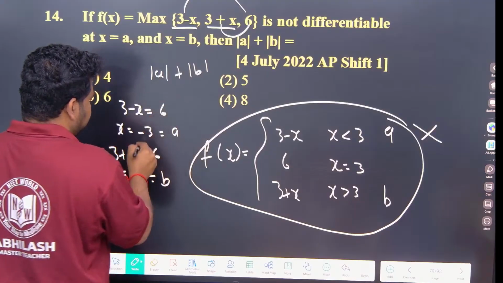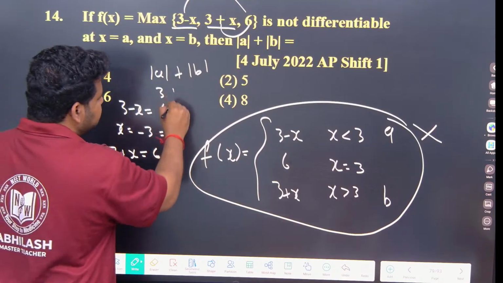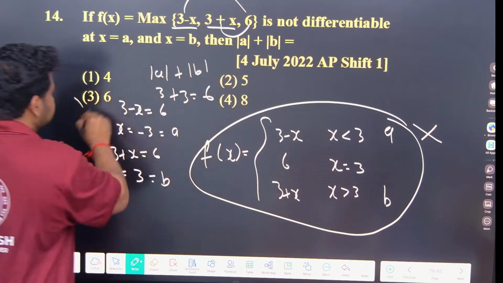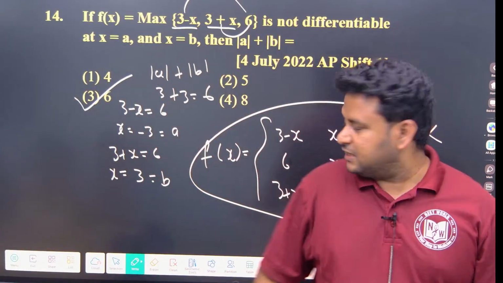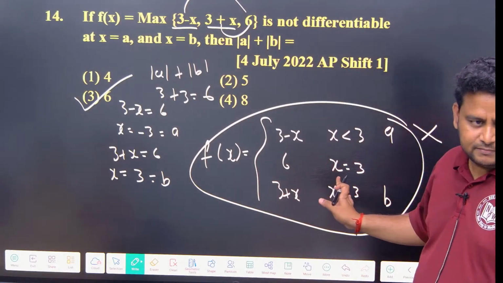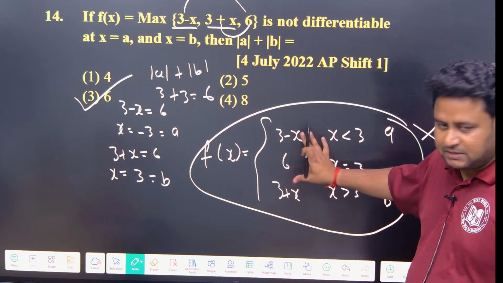So mod a plus mod b. Mod a is what? Minus 3 means it will become plus 3. Mod b is 3. 3 plus 3 is what? 6. The answer is option 3. Got it? Like this you have to do. Don't write all this and waste time, it is not required. I just explained how it is.